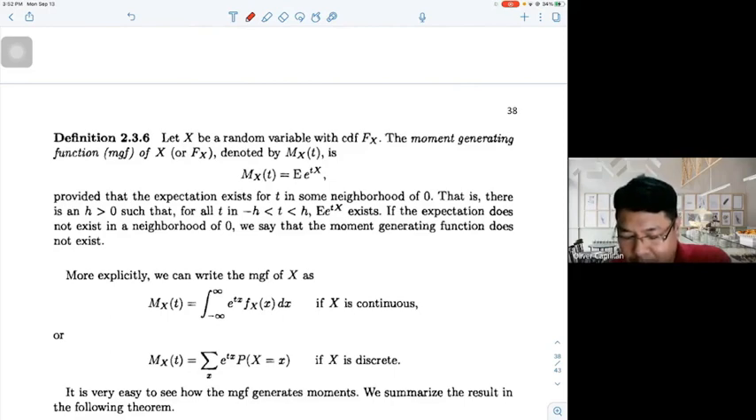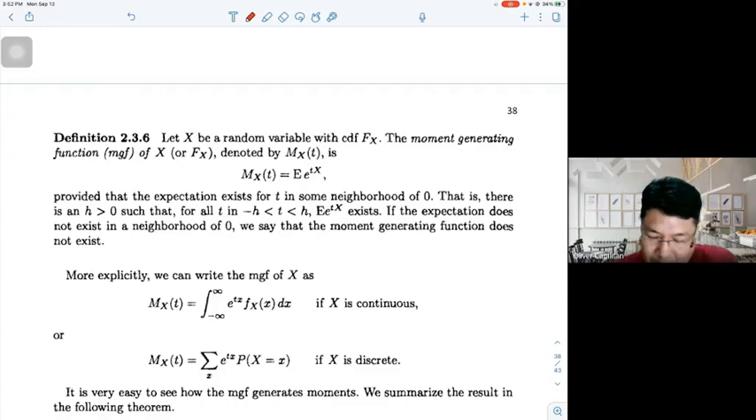That means if we have a positive h here, however small, t is between negative h and positive h. So in some neighborhood of 0, the expectation of e to the tX exists. So if the expectation does not exist in a neighborhood of 0, we say that the moment generating function does not exist.